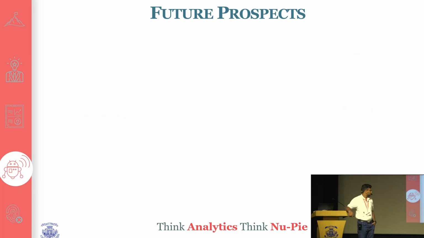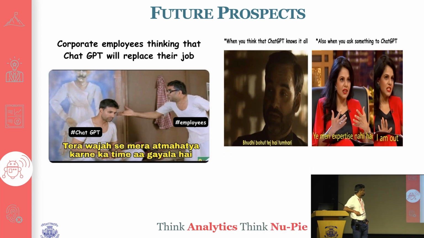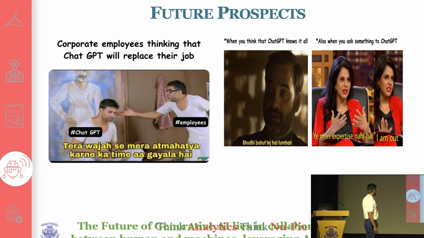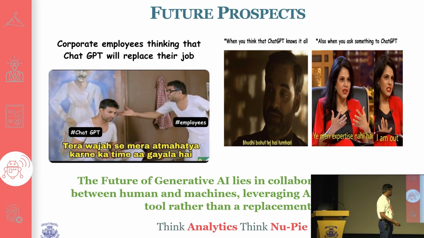So, as you might have heard, I'm going to go to this slide in order to explain that. You might have seen a flood of memes on Instagram or even on Twitter, where after ChatGPT came into existence, all the people were talking like we might lose our jobs. And also, when you think that ChatGPT knows it all, it tells you, "buddhi bahut tej hai hamari." Also, when you ask something to ChatGPT, it tells you, "Ah, mera expertise nahi hai, I am out." So what I'm going to infer from this is that the future of generative AI lies in collaborative efforts between humans and machines, leveraging AI as a creative tool rather than a replacement.